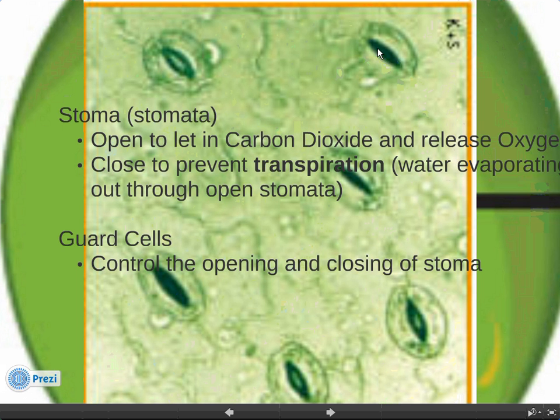And if a plant is running low on water, or if it's very hot outside, the stomata will close so that transpiration can't happen. This is controlled by something called guard cells. The cells are right here, these banana-shaped ones, and they will open and close the hole itself, which is the stomata.